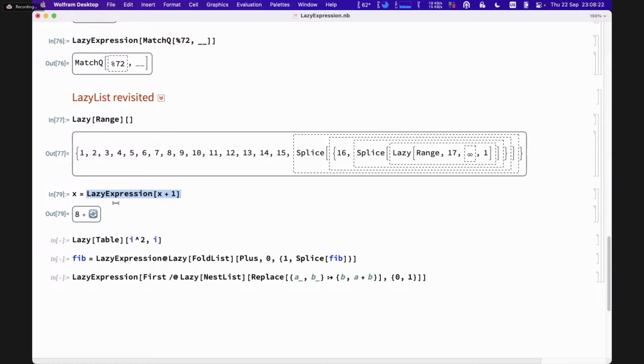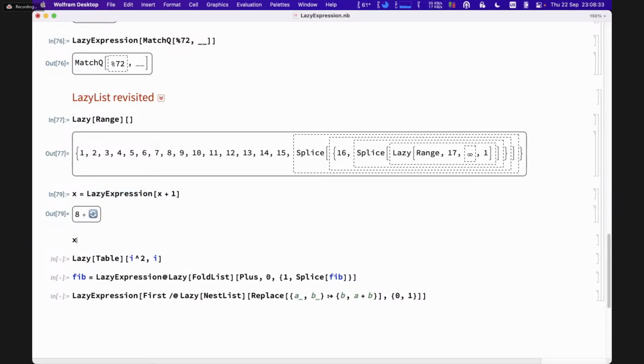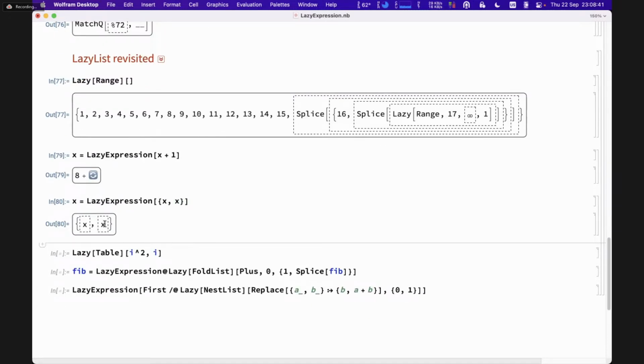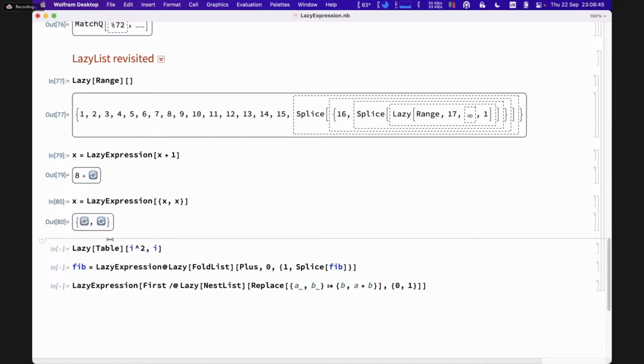All right. Can you just do x equals lazy expression of list x comma x and see the tree version? Okay, tell it again. X equals lazy expression of list x comma x. X comma x? Yep. Binary tree. Okay, now how do I go one more level there?